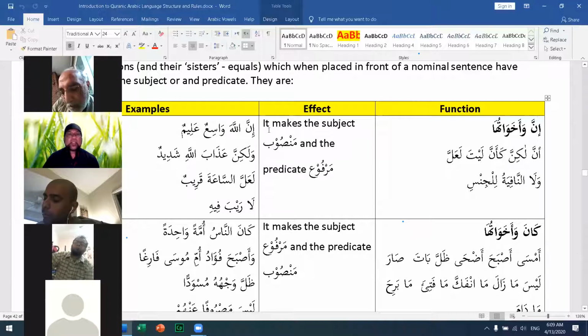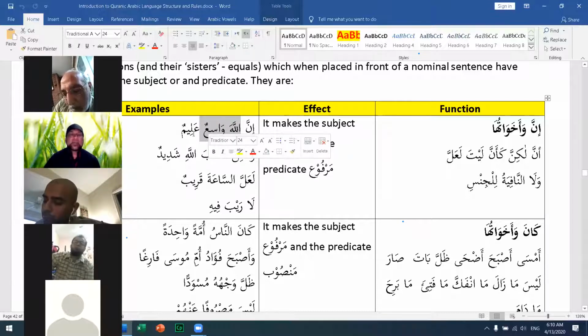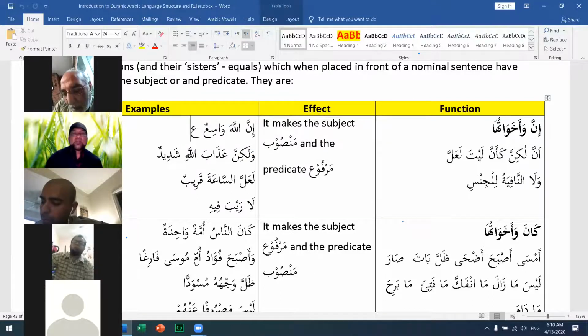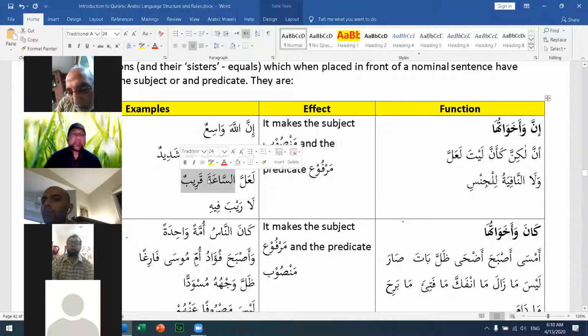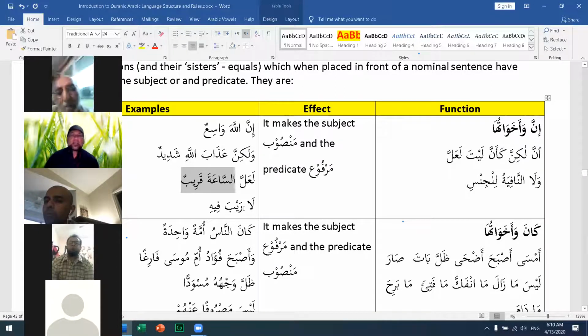We went over that. Quick reminder of examples. Allahu wasi'un. That's a sentence. We say inna Allaha wasi'un. Now you can say alimun also. You can remove it to simplify the sentence. So when we put inna, the word Allah, which is the mubtada, becomes mansub. The same thing, adhabullahi shadid, the punishment of Allah is severe. When we put lakinna in front, lakinna adhaballahi shadid. As-sa'atu qarib, la'alla as-sa'ata qarib. La rayba fihi.